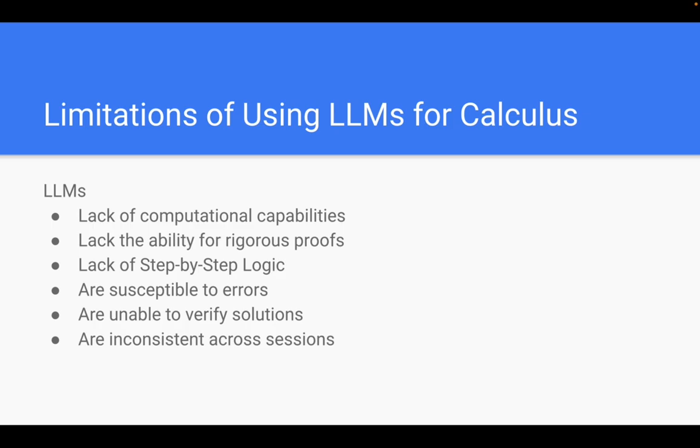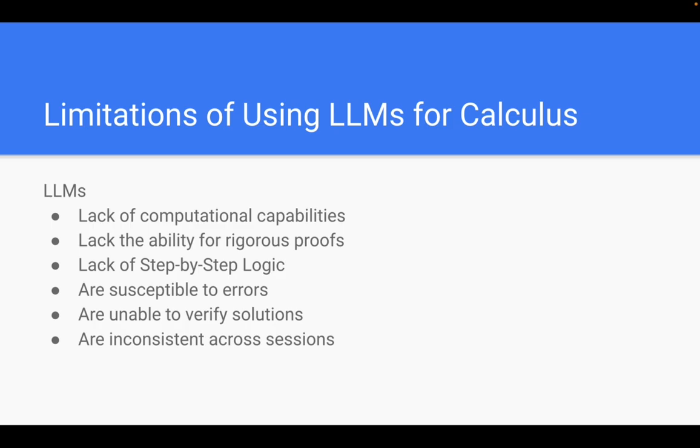They lack step-by-step logic. Unlike CAS tools, LLMs may skip, misorder, or inconsistently justify steps. They're susceptible to errors. They can confidently produce incorrect solutions. There's an inability to verify the solutions themselves. They don't internally compute or check correctness, unlike the dedicated CAS tools. And they can be inconsistent across sessions. Their responses can vary, making reproducibility and logical consistency a challenge.